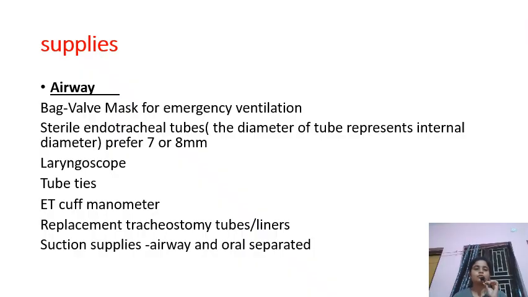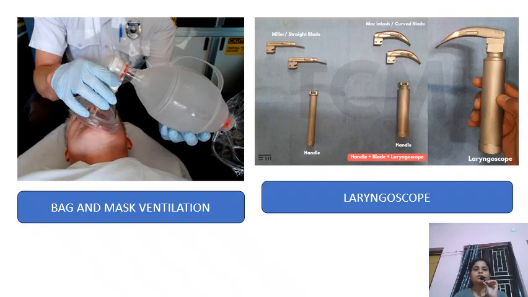Then tube ties. For tying the endotracheal tube, tube ties should be made ready. An ET cuff manometer should be there to check the pressure of the cuff. Replacement tracheostomy tubes or liners, if a patient needs a tracheostomy immediately, all these things should be ready. And suctioning items. So this is the bag and mask that should be kept ready. It is present in the crash cart, but one bag and mask should also be kept in the intubation trolley, based upon the protocol of the institute.